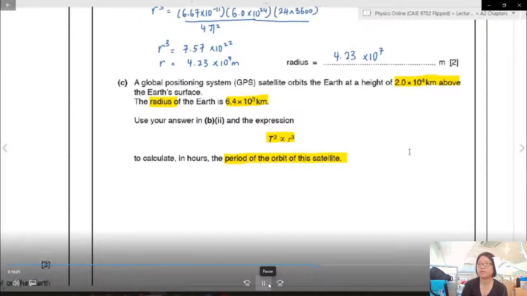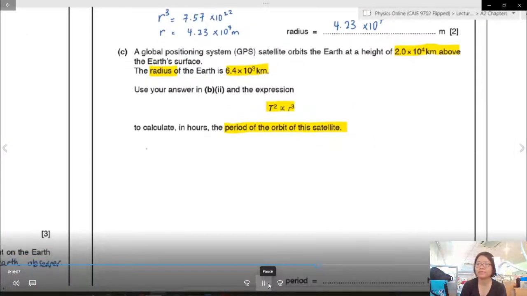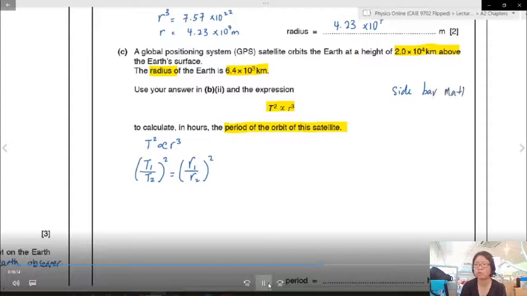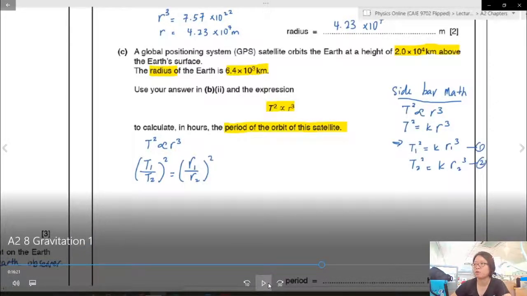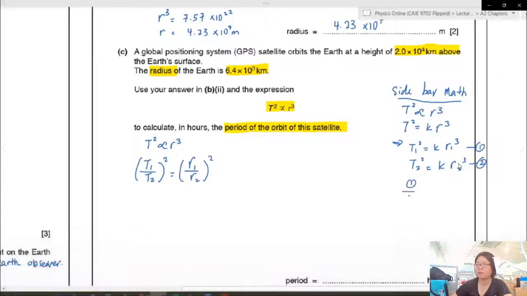So because of this, I can plug it in. All right. So T squared is proportional to R cubed. So I can put T1 over T2 squared equals R1 over R2 cubed. Okay, sidebar mathematic time. In case you don't know why I write the fraction like that, it's because when you throw away the proportionality relationship, you will insert k, correct? Whenever you insert k, you can then put T1 R1 and T2 R2. And what happens when you divide both equations? You get T1 over T2 squared over R1 over R2 cubed.